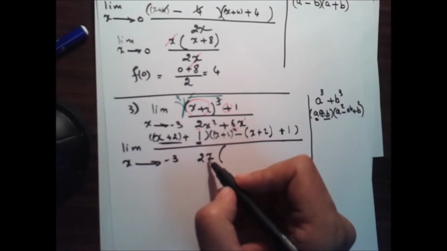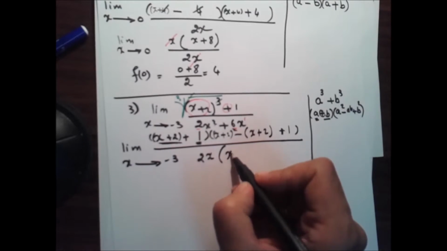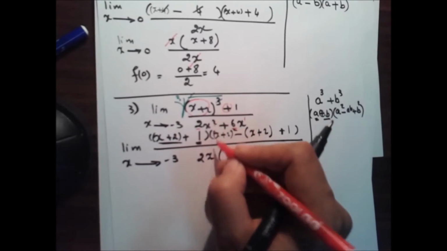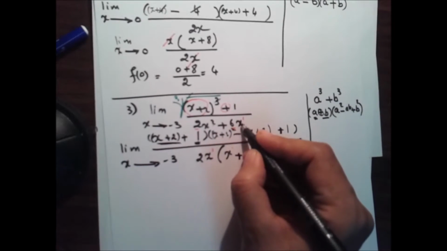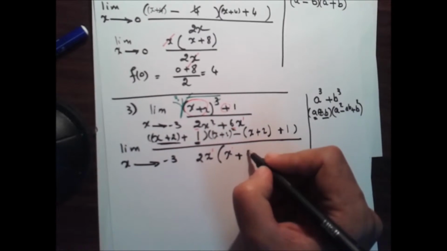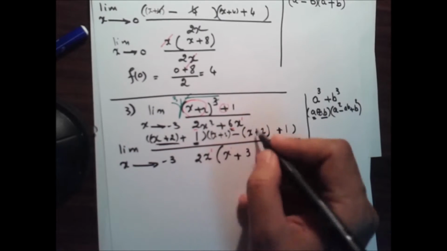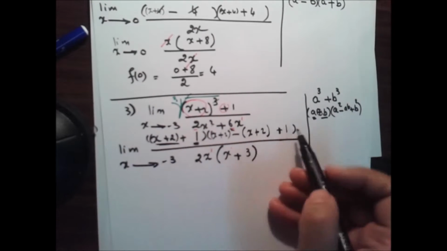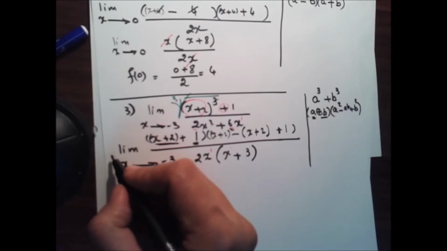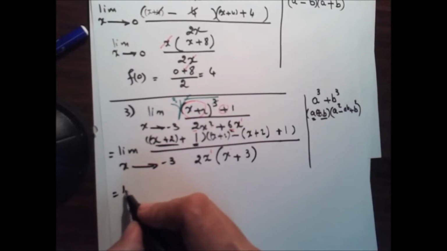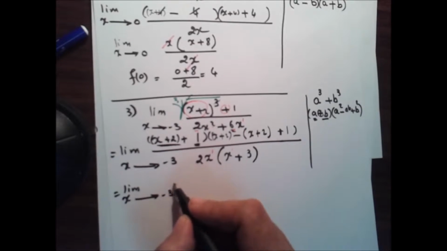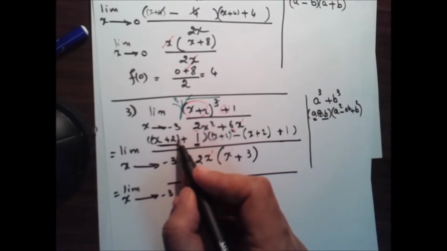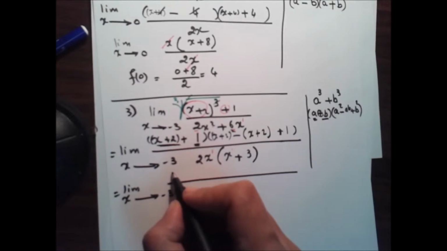2x squared divided by 2x to be x. We subtract the power, 2 minus 1 to be 1. And plus 6x divided by 2x to be 3. And x divided by x to be 1, of course. Now simplify. This is equal to limit as x tends to negative 3 of x plus 2 plus 1. x plus 2 plus 1 to be x plus 3.